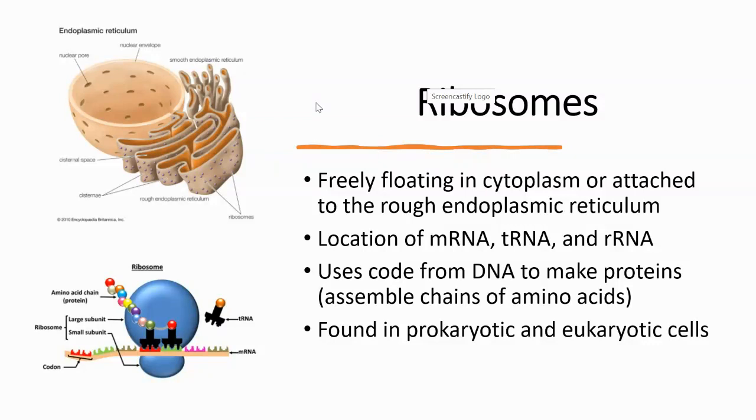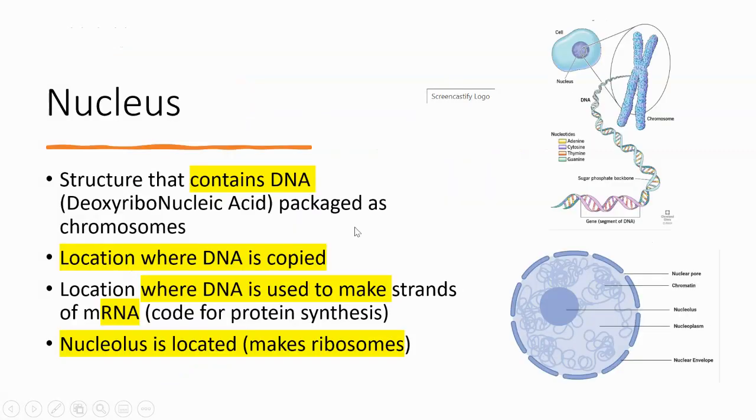The way that ribosomes use the code from the DNA is through the ribonucleic acid, the RNA. Ribosomes are found in prokaryotic and eukaryotic cells, so they are essential for making all the necessary proteins that have all those necessary functions in the cell. The ribosomes that are attached to the rough endoplasmic reticulum end up working with the endoplasmic reticulum to do some of that modification of proteins.